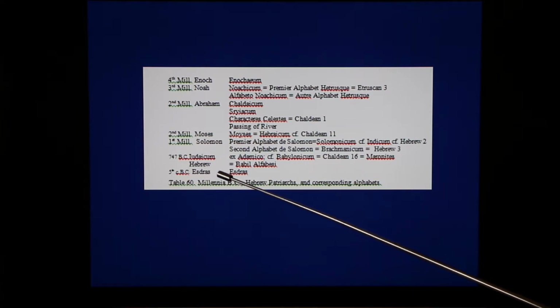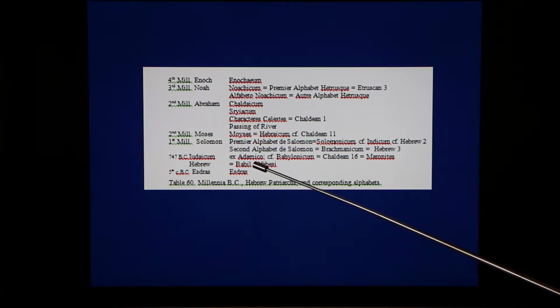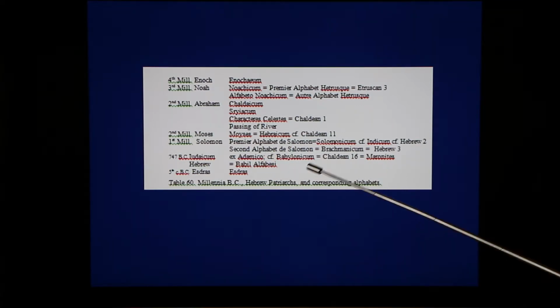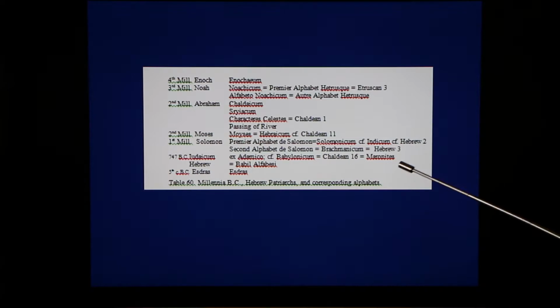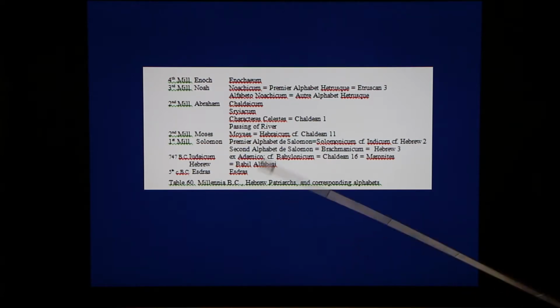747 BC, Judaicum, done from the alphabet of Adam, which is close to Babylonicum, which is close to Chaldean 16, and close to that of the Maronites, whom we encountered before. And finally, in the 5th century BC, Esdras. And so here are all the Hebrew patriarchs who have alphabets before modern times.